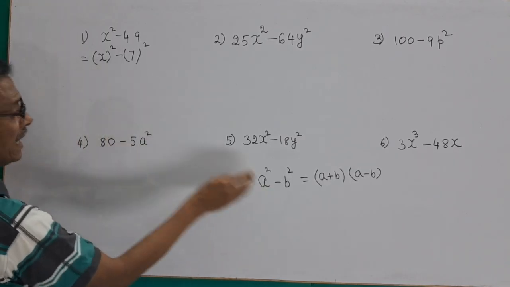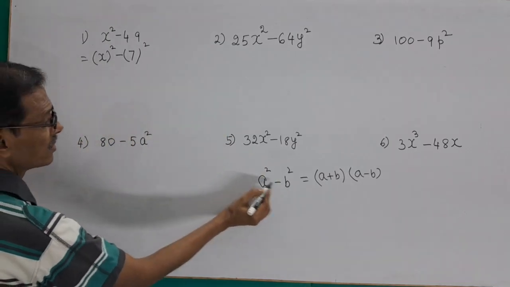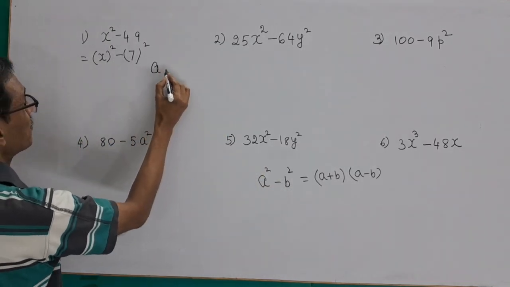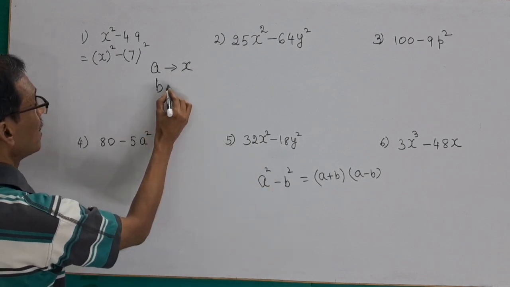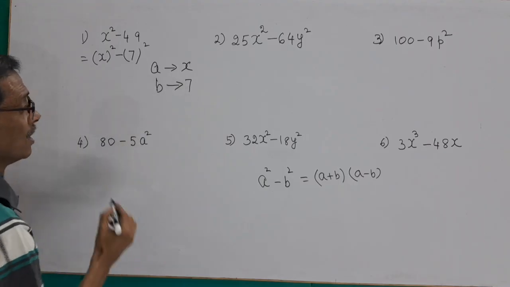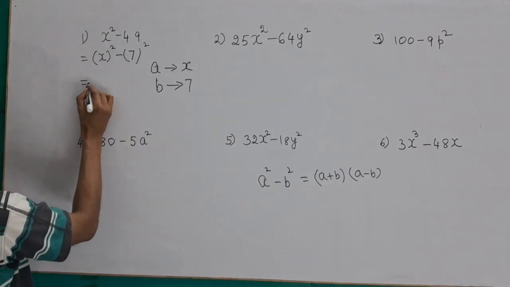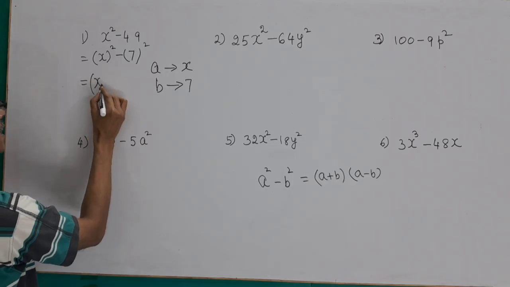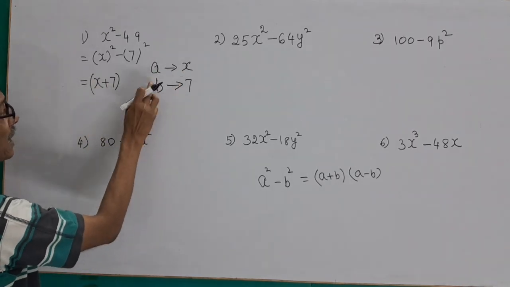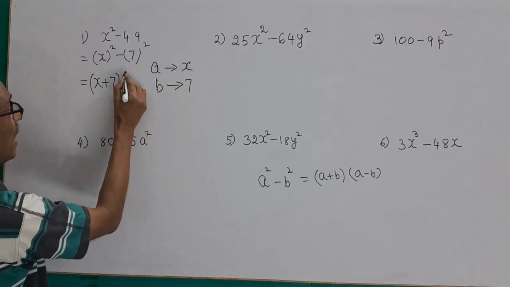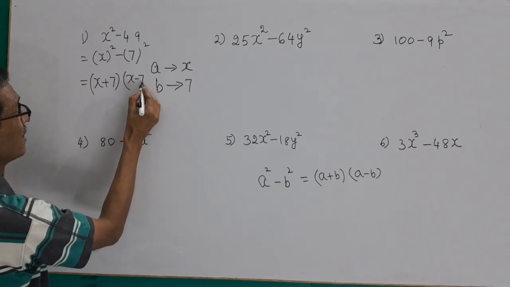Now, a square minus b square. If you just match this identity, a becomes x and b becomes 7. So, putting this identity a plus b into a minus b, what can you write? x plus 7, because a plus b is x plus 7, and a minus b, that means x minus 7.